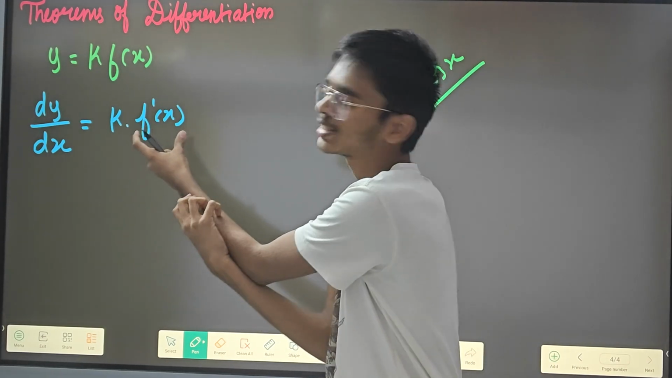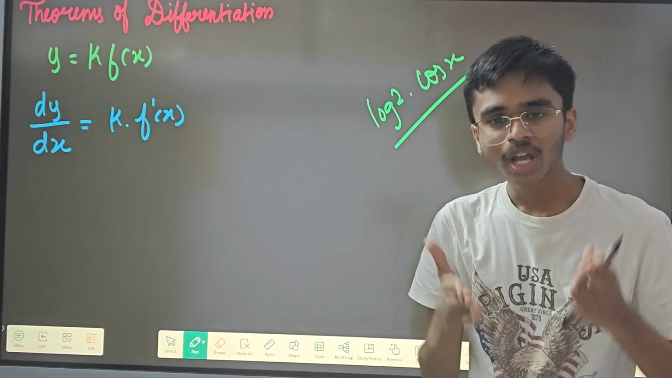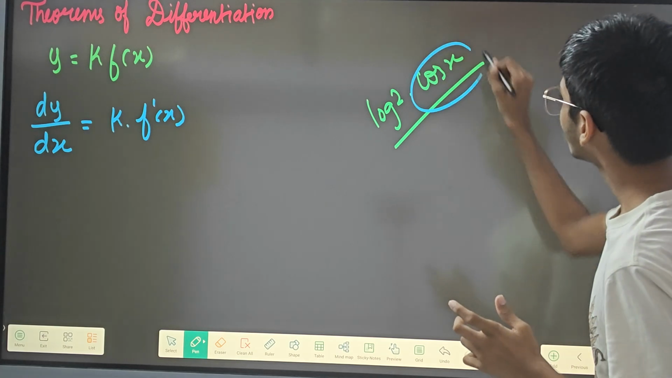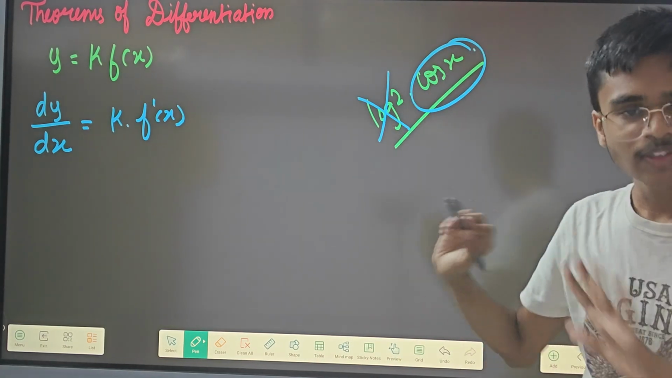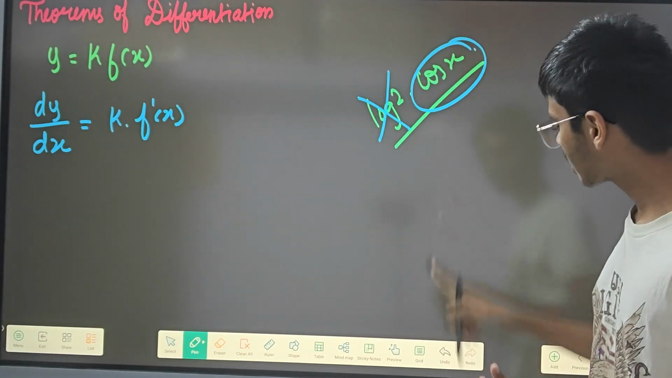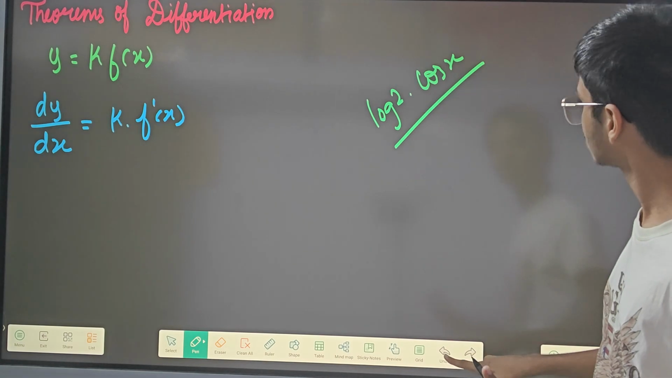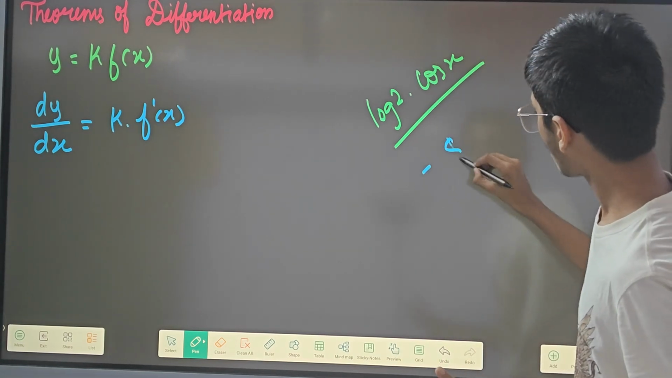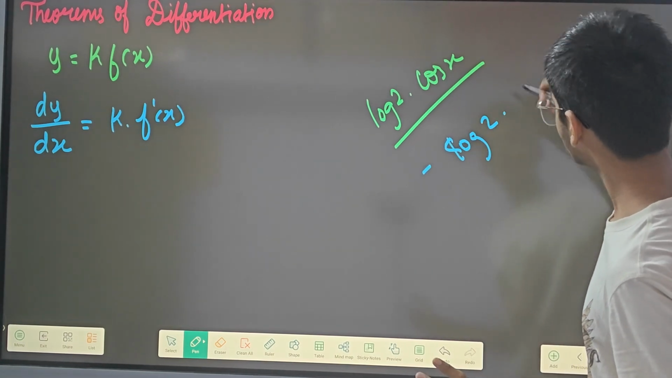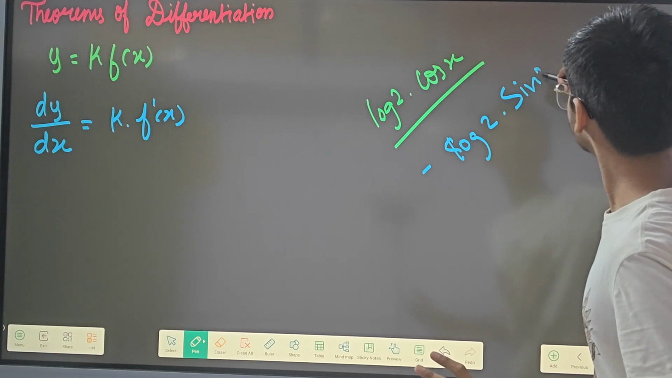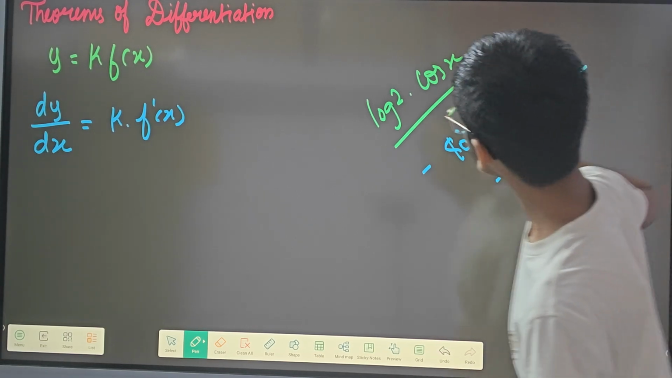Just differentiate this one, which is f of x alone. Here, this is what f of x is. This is a constant, so leave that. Do not touch it. So the differentiation of this is going to be minus log 2 into sin x. Minus log 2 into sin x.